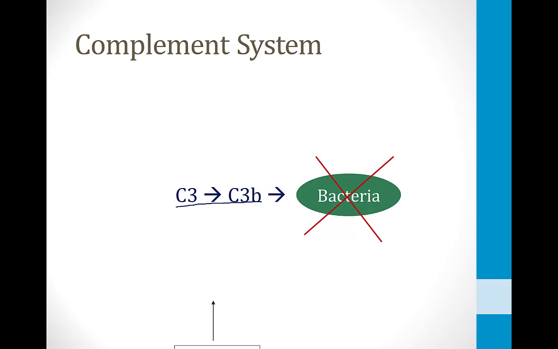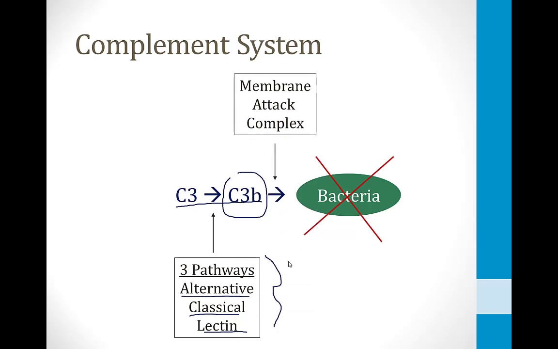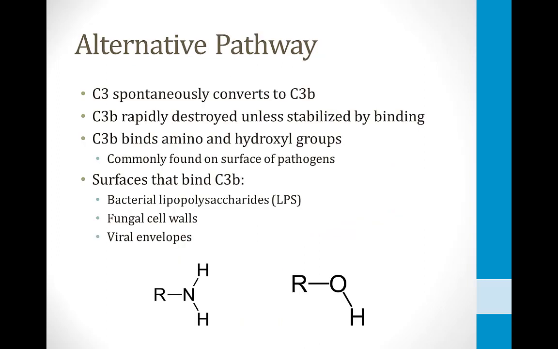As we will see, there are three different pathways by which C3 can be converted to C3b. One is called the alternative pathway, the other is the classical, and the other is the lectin. Once stable C3b is formed by any one of these three pathways, the next steps in complement activation are all the same. They involve formation of something called the membrane attack complex, which leads to bacterial cell death. So let's talk about those three pathways of C3 to C3b conversion.